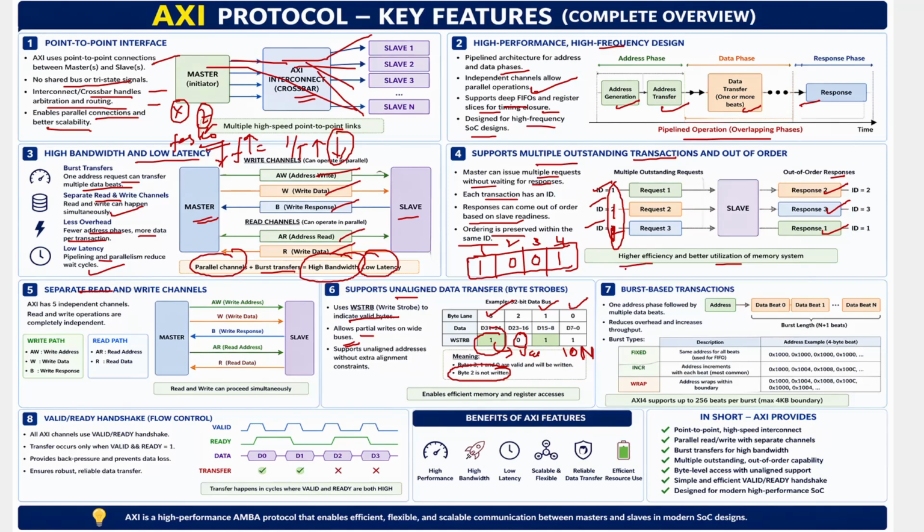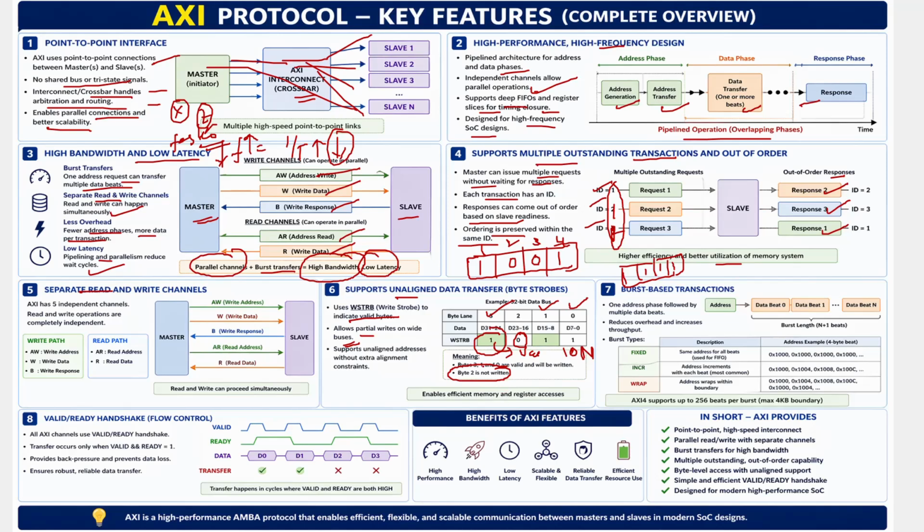Suppose all are having one, it is aligned because we have written all the data, and you can send the data for all the bits of your bus. In that bus, all the data fields are filled. That is aligned data transfer.